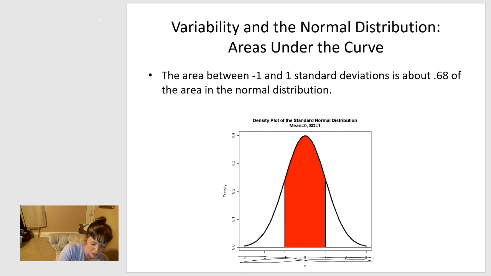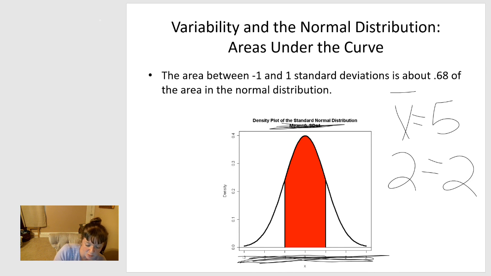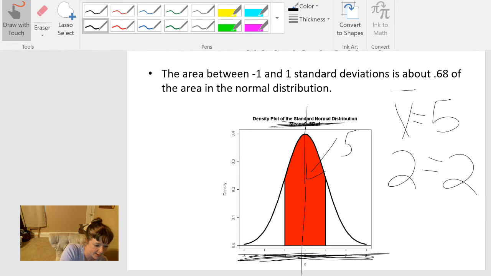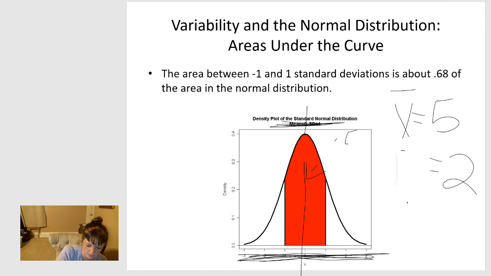Because let's use a different example. Let's erase these scores down here. And let's say I have, I don't know, people's mood on a scale of 1 to 10. And let's say the average is 5. And let's say the standard deviation is 2. Well, that will mean this center point here is what? 5. The standard deviation is 2.